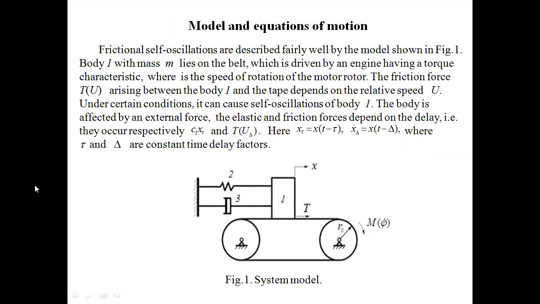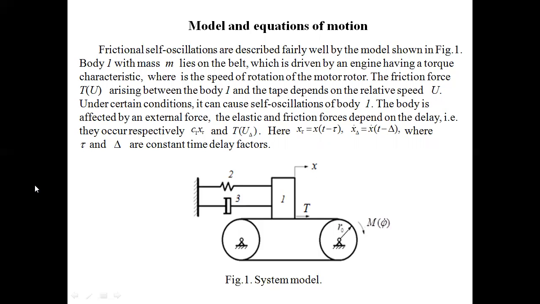Model and equations of motion. Frictional self-oscillations are described very well by the model shown in Figure 1. Body 1 with mass m lies on the belt, which is driven by an engine having a torque characteristic, where Ω is the speed of rotation of the main rate.